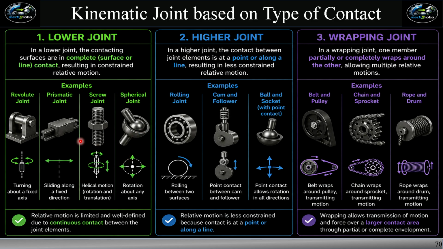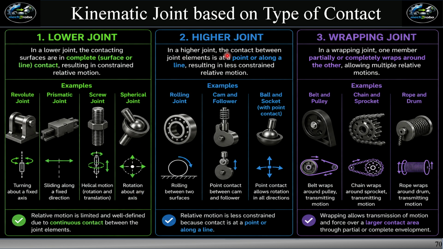In all these joints, there is surface contact. In turning joint, there is also surface contact. In prismatic joint, there is also surface contact. In screw, there is also surface contact. And in spherical joint, there is also surface contact. Relative motion is limited and well defined due to continuous contact between the joint elements.